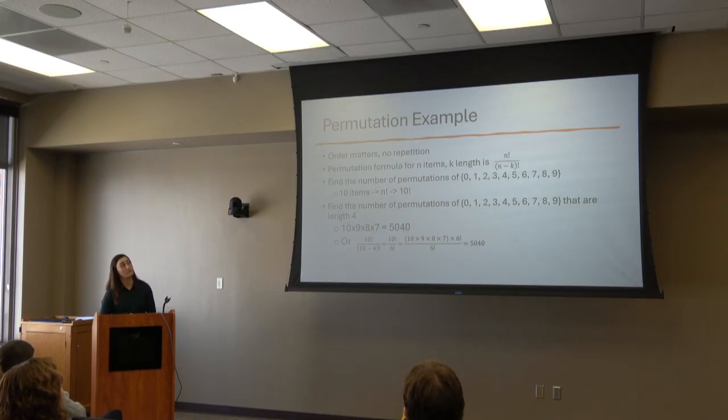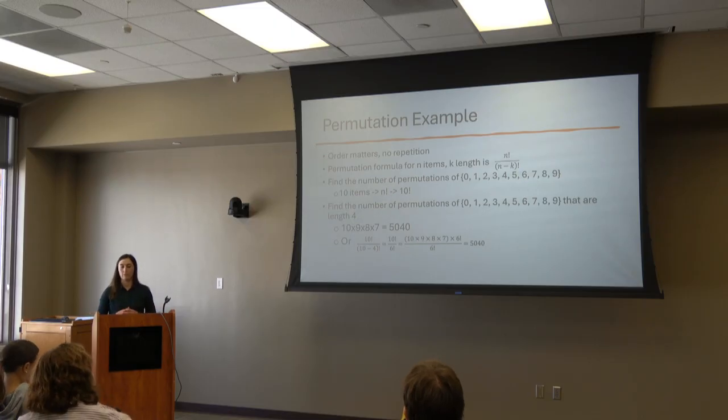And the generic formula for permutations is n factorial divided by n minus k factorial for n items and k length. So if we want to find the number of permutations of the set 0 through 9 with 10 items, we would just have 10 factorial because we have 10 options for that first number, 9 for the second, 8 for the third, and so on. But if we change the problem slightly, and we want to permute that set of 10 items, but we only want it to be length 4, there's two ways that we can approach this.